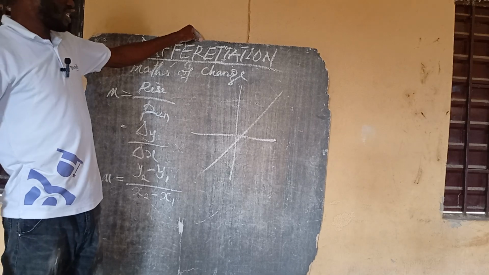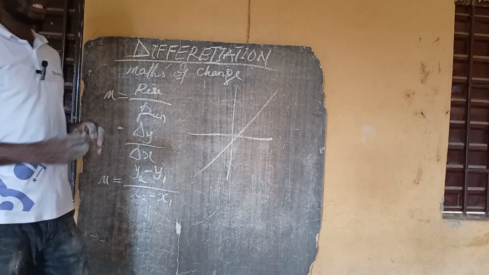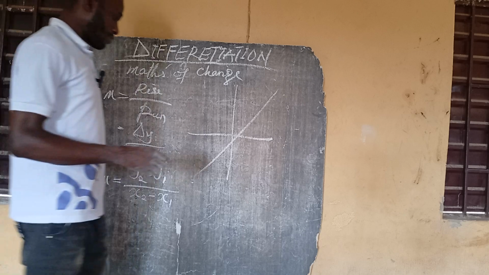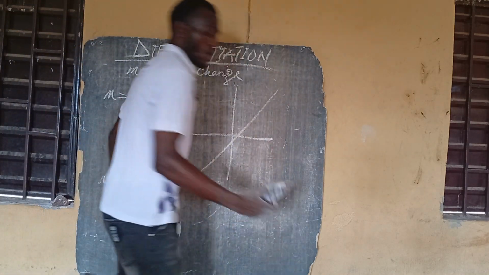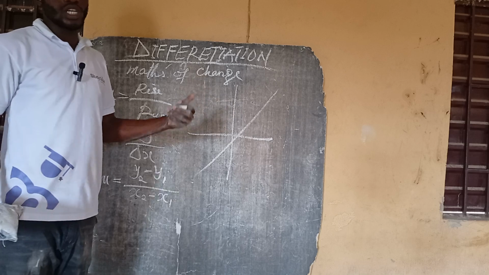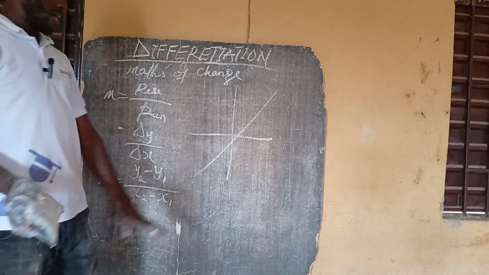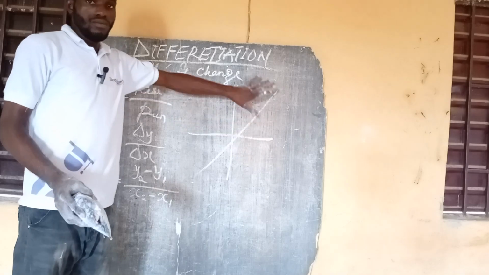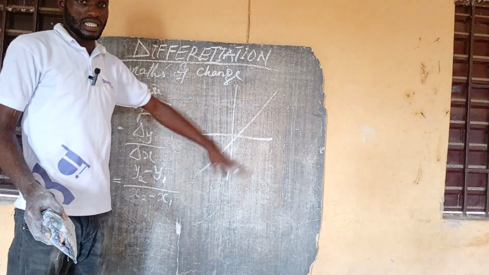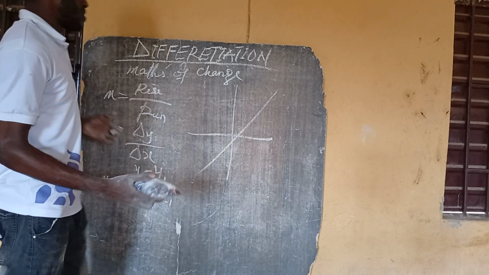Now, how did the concept of differentiation come about? It came about when scientists tried to calculate the rate of change of a curve, and it became impossible. At that time, they had found it easy to calculate the rate of change of a straight line. But how about a curve?